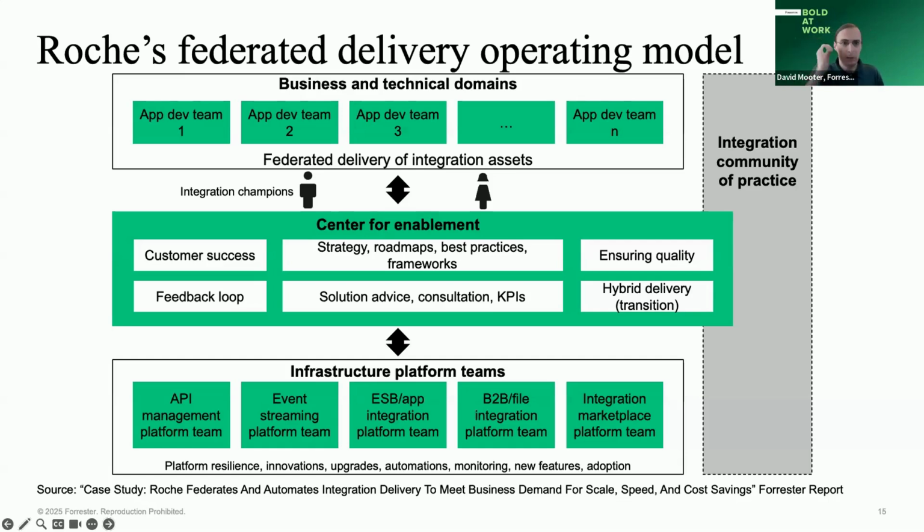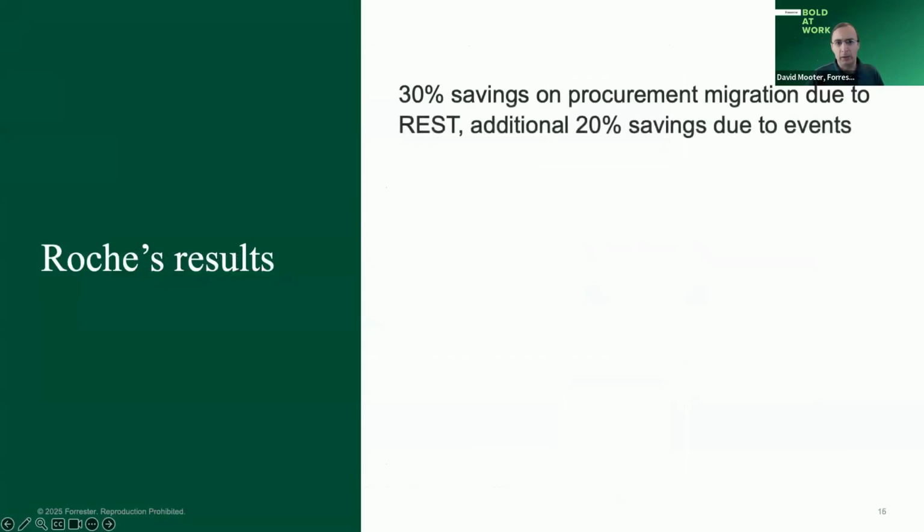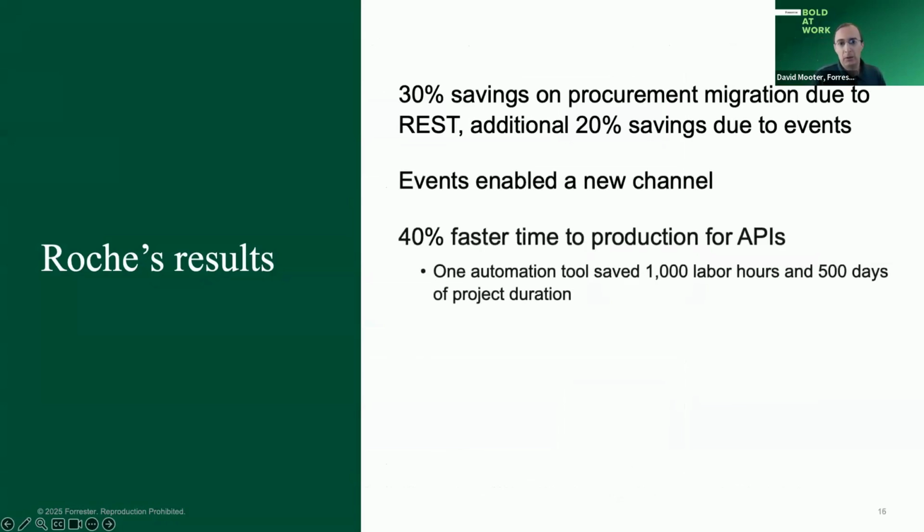Roche is pretty large to have that champion role. So if you're very, very large, I think that's a valuable role to have. Smaller organizations may not need that kind of specialization. Some of the results Roche had were 30% savings on procurement migration due to REST, an additional 20% due to events. Events added a new channel, and 40% faster time to production for APIs.